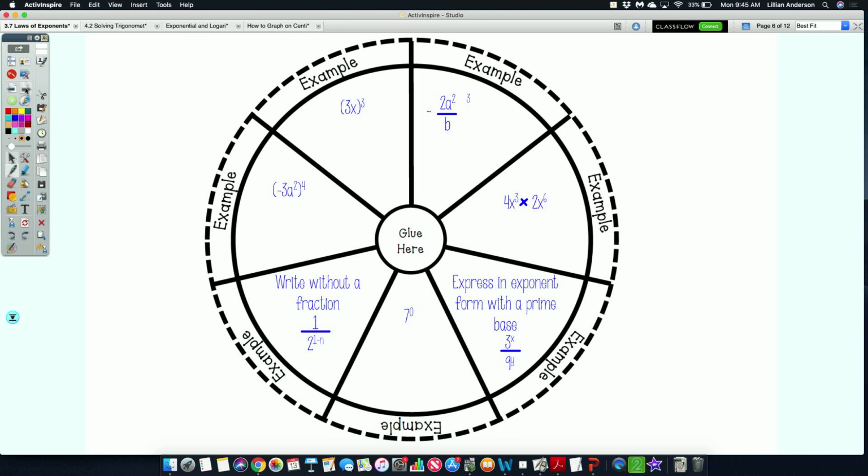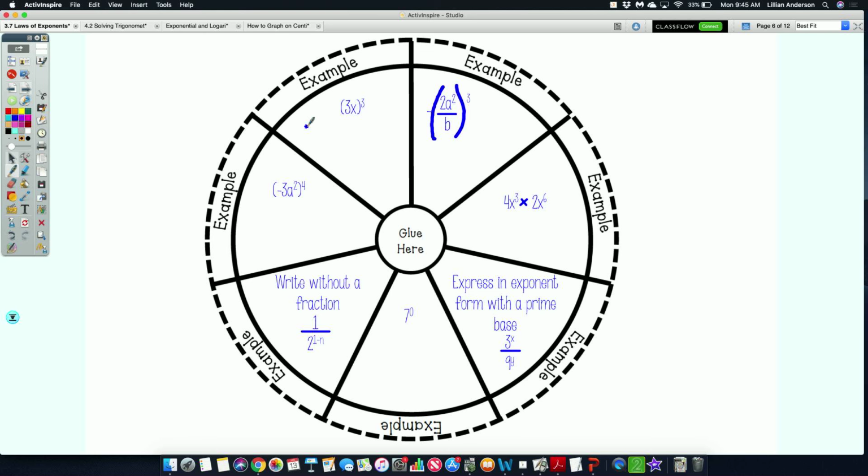I know they might be kind of small. I'm trying to make sure they fit inside of this diagram here. But let's start with your power of a product rule, right here at top left. Make sure you have 3x, that quantity being raised to the third power, as your example inside of this tab. So that's 3x all raised to the third power.